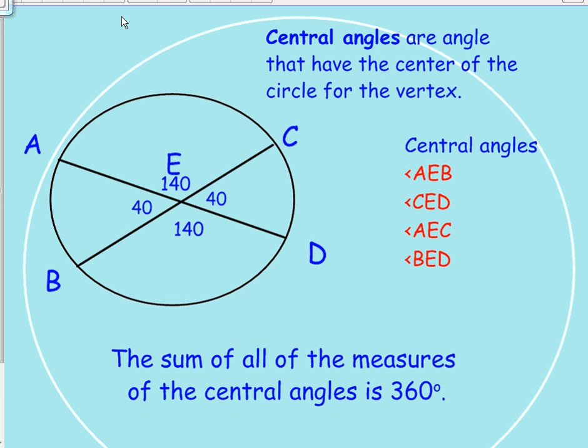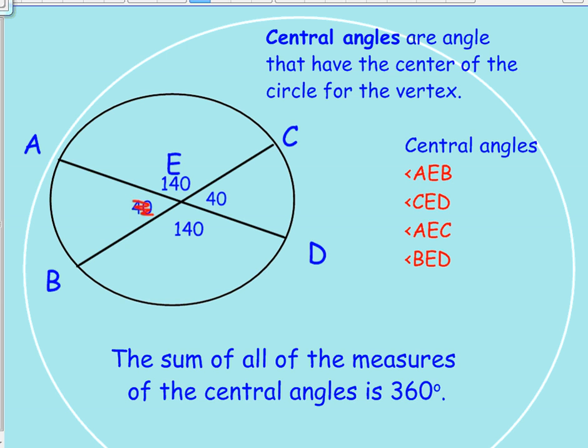Okay? You can always figure out what some of the other central angles are if you know some information. So for example, if I hadn't known that this was 40, I could have figured out that this equals 320, and 360 minus 320 equals 40, and that's where I would get that 40 from.